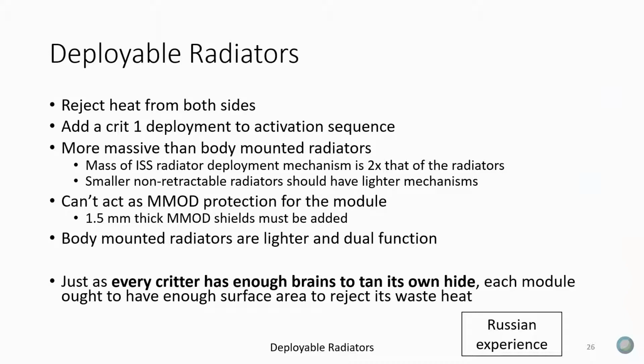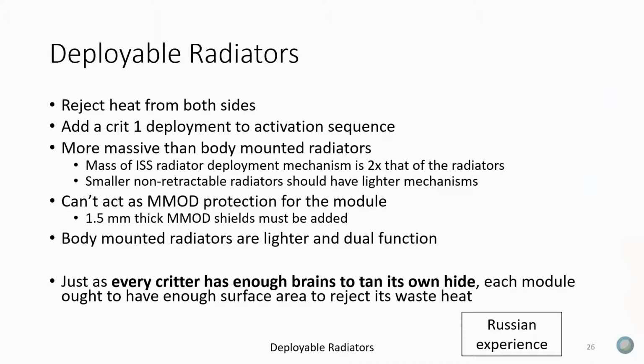The bad thing is you're going to add a crit 1 deployment to your activation sequence. If I've got a deployable radiator on a vehicle, those radiators have to deploy, no kidding, or I'm done. And so I just added a crit 1 deployment. And I'm a thermal guy, and the structures guys are very clever. The mechanisms guys are very clever, but they're not perfect. So now we've got a crit 1 deployment.